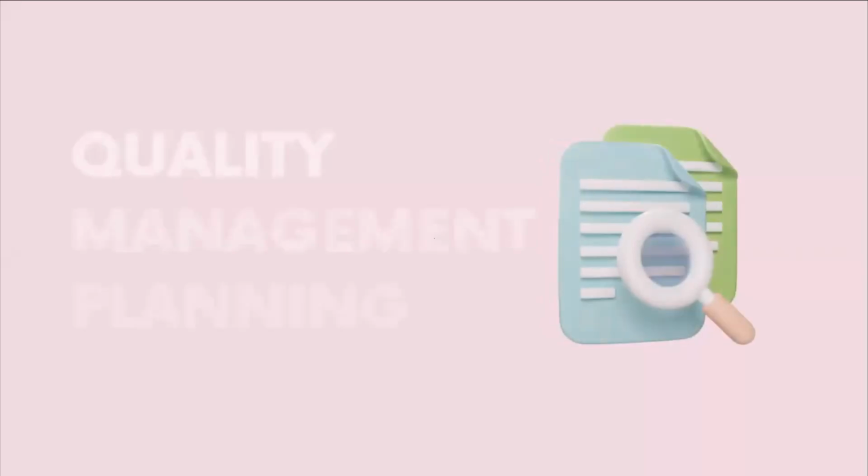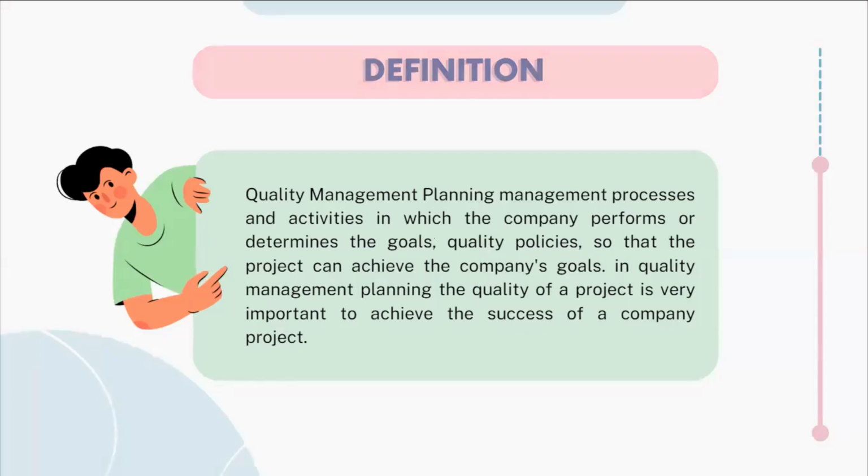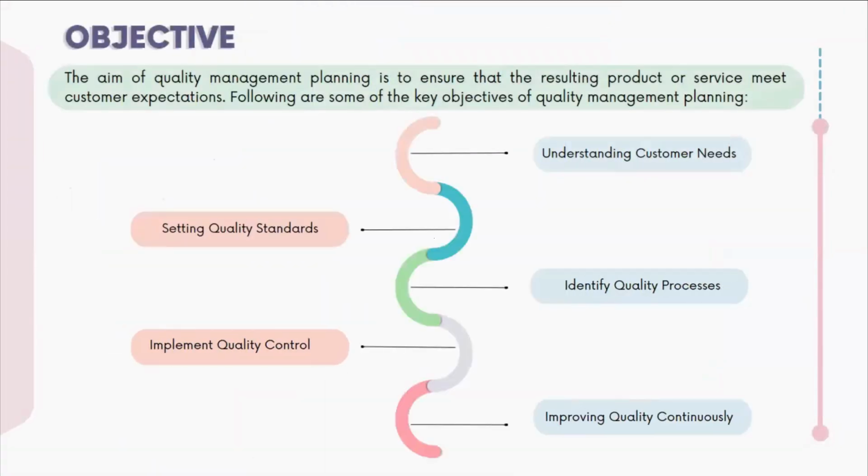Next topic is quality management planning. Quality management planning is a management process and set of activities in which the company determines the goals and quality policies so that the project can achieve the company goals. In quality management planning, the quality of a project is very important to achieve the success of a company project. The aim of quality management planning is to ensure that the resulting product or service meets customer expectations.